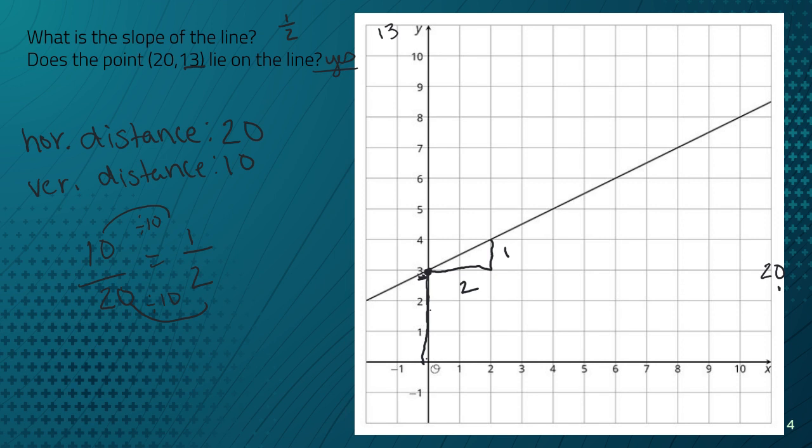So not every line will pass through the origin. So not every line is going to start at the point 0, 0. So on every one, I can't just write the ratio 20 over 13, because that doesn't represent my horizontal distance and my vertical distance on every one.